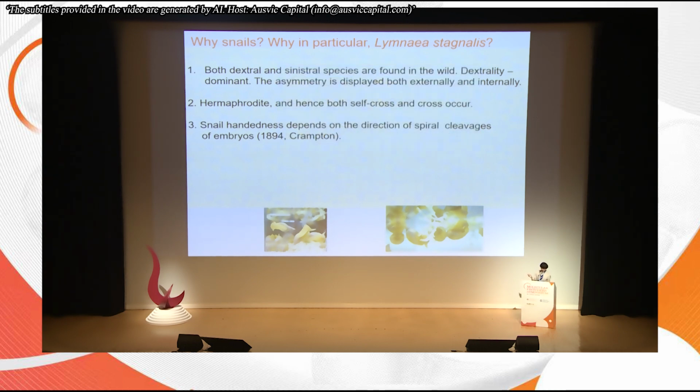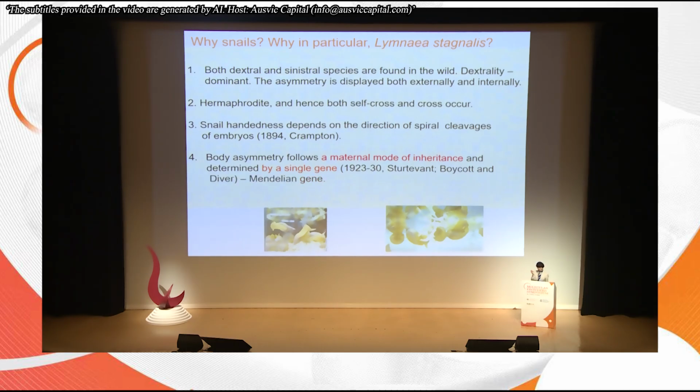And body asymmetry follows a maternal mode of inheritance. So not your own gene, but your mother's, okay? So if your mother is right-handed, you're born with the shape of right-handed. And it is also said to be determined by a single gene. This was reported in 1923 to 1930 by Sturtevant, Boycott, and Diver. That's long before 1953, when DNA was discovered, and this inheritance matter. So in a sense, this is a Mendelian gene, but there's something important in it. That's the reason I started working on it.